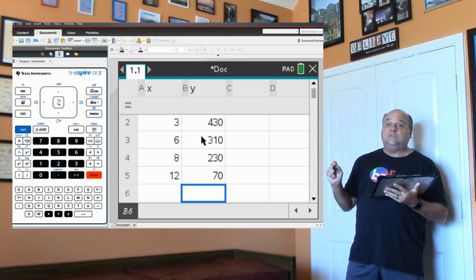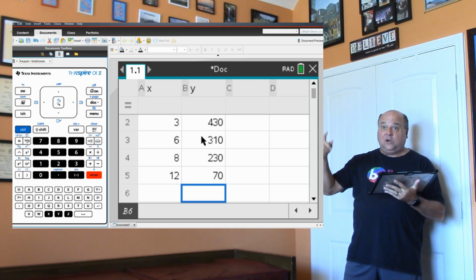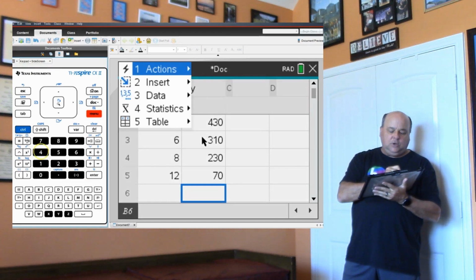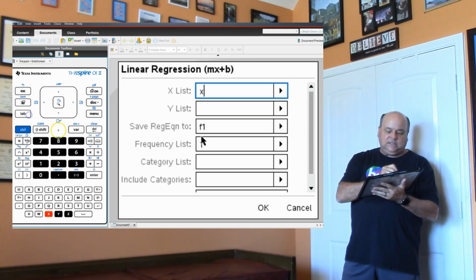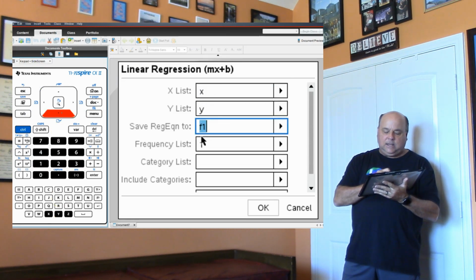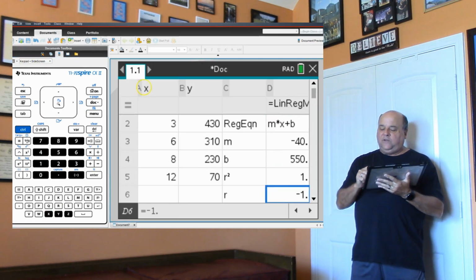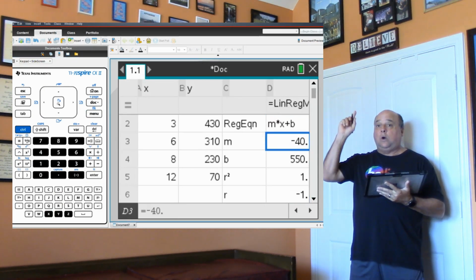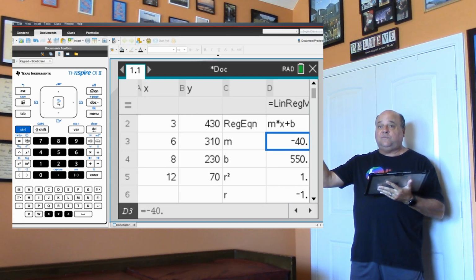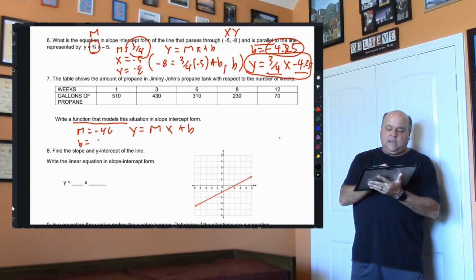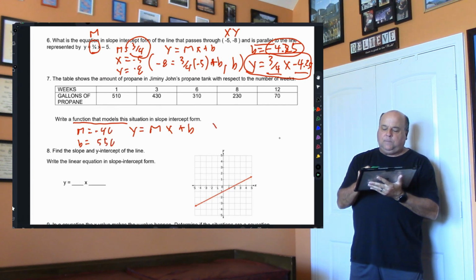This is going to be a negative slope. And it may not be a perfect one if the r's not 1. So we're going to do a linear regression. Menu 4, 1, 3. X down, y down, and then enter. And right here, notice our r is -1, so it's a perfect line, but this is the m and b we want. So our m is -40 and our y-intercept's 550. The equation would be y equals -40x plus 550.